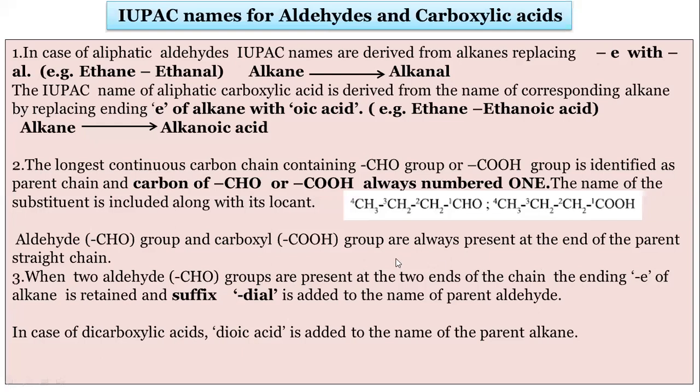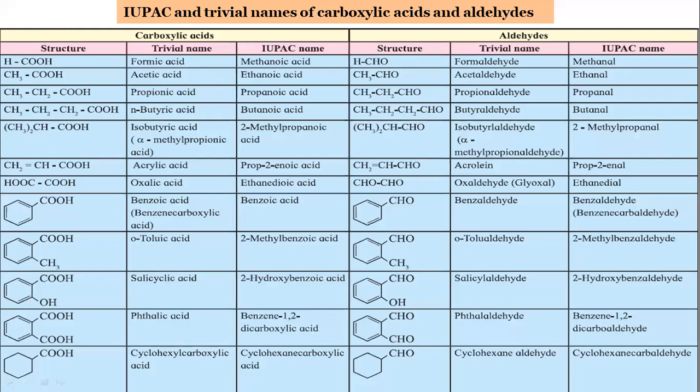Then I am coming to the IUPAC names of aldehydes and carboxylic acids. Directly I am coming to the chart. Then you will easily understand what are the common names and IUPAC names. See, the name of the aldehydes are methanal. When there is only one carbon, these names are derived from alkanes. Methane, one carbon. And when one carbon is there, the aldehyde is called methanal.